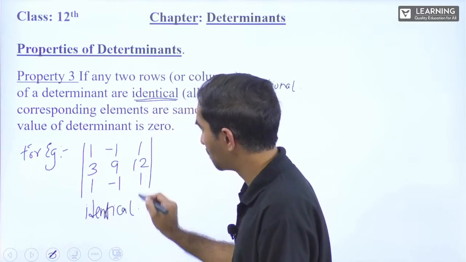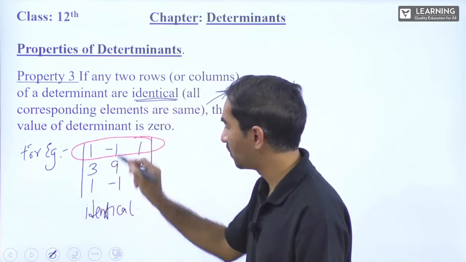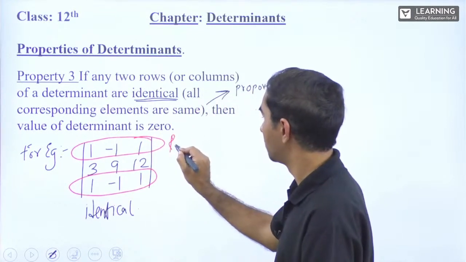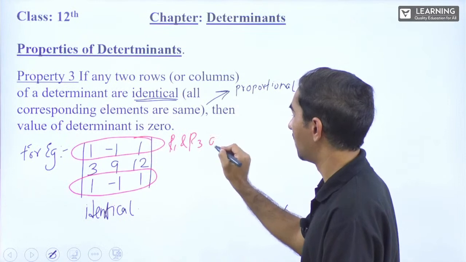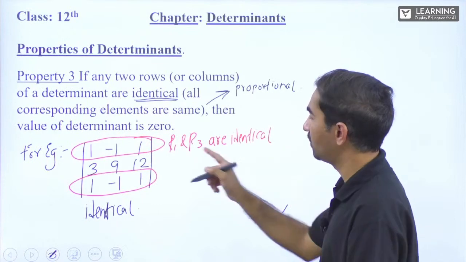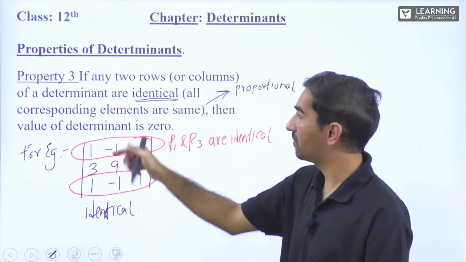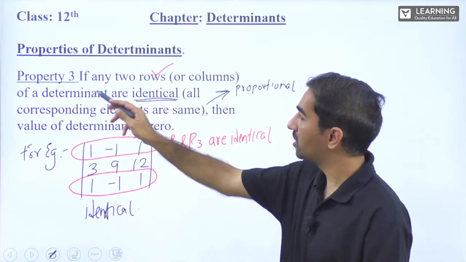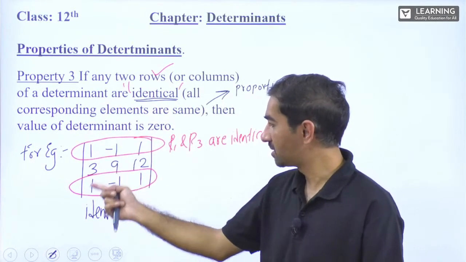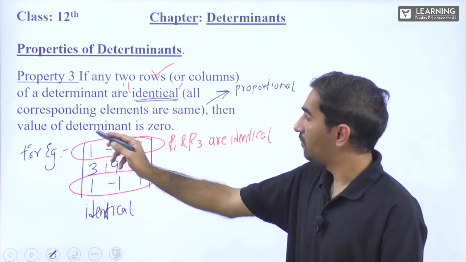So which two rows are identical, students? Observe the determinant, tell which two rows are identical. See the row 1, 1 minus 1 and 1, and row 3, 1 minus 1 and 1. So here we can tell R1 and R3 are identical. Correct? R1 and R3 are identical. What is the property telling? If any two rows or columns of a determinant are identical, same elements in both the rows, then the value of the determinant is 0.